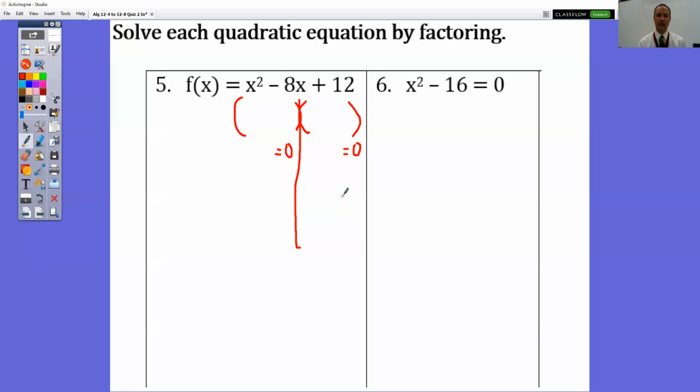And then you got to solve that equation after it. So what times what is 12 that adds up to -8?